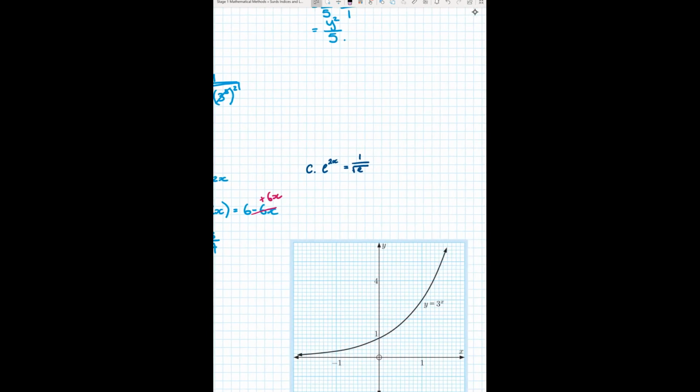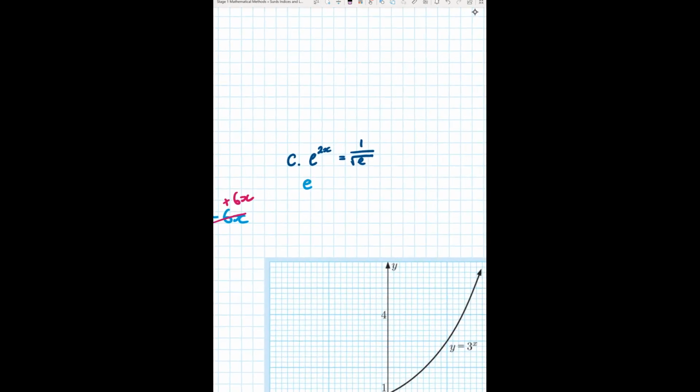Now here in part C, we haven't actually done these natural base powers, but they work exactly the same as any other base. So if we have e to the power of 2x is equal to 1 over e to the power of a half, which is equal to e to the minus a half, we end up with 2x equals minus a half. So divide both sides by 2. x is minus 1 on 4.